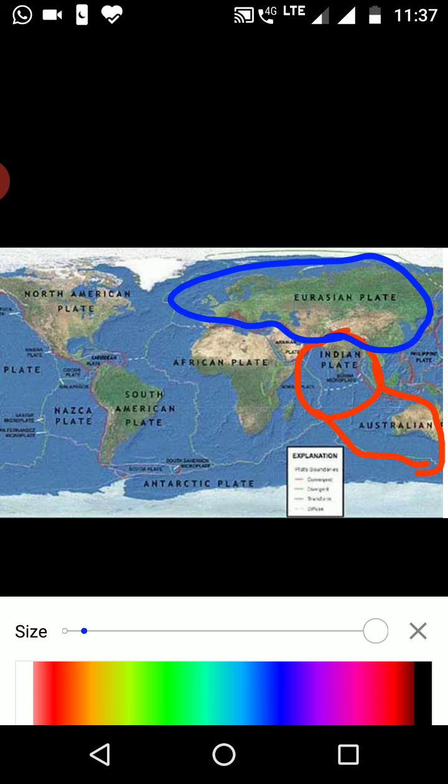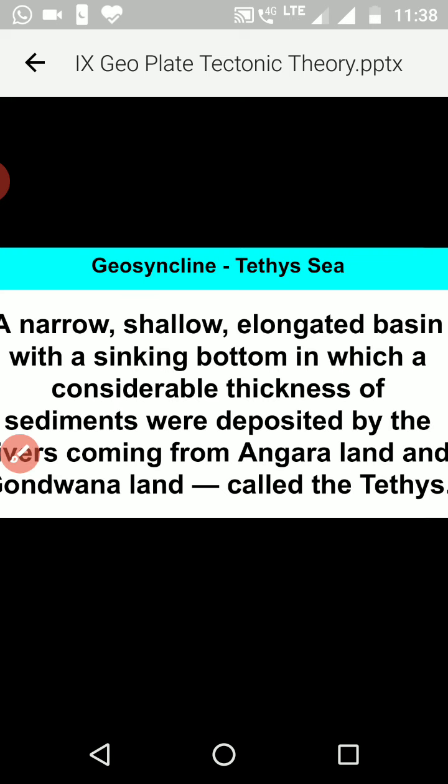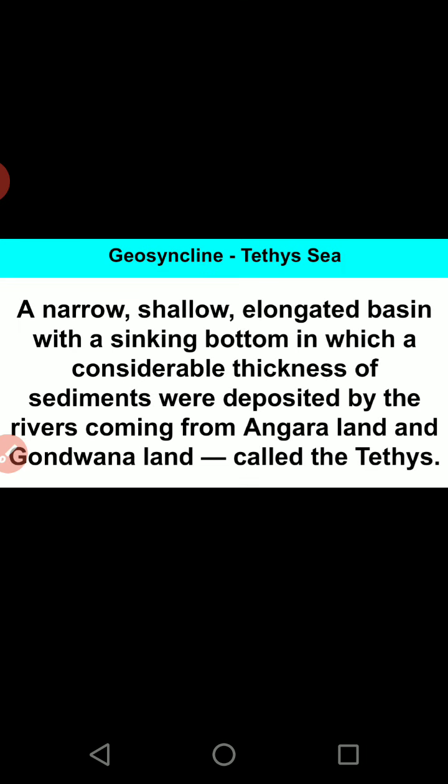So our small Indian plate, which was earlier present somewhere here, has shifted till the Eurasian plate, and in between there was a sea. The sea water went away, but on the joining part we have the development of the Himalayas, that is, the sediment has got folded. This is about the geosyncline, a narrow, shallow, elongated basin with a sinking bottom in which considerable thickness of sediments were deposited by the rivers coming from Angara land and Gondwana land. So it was having lots of sediment in this.